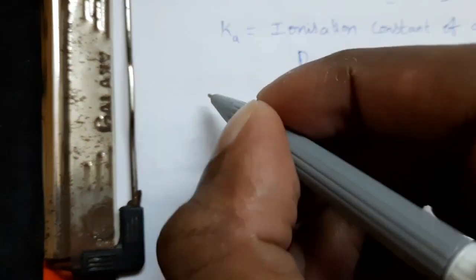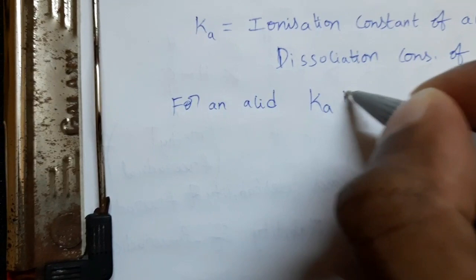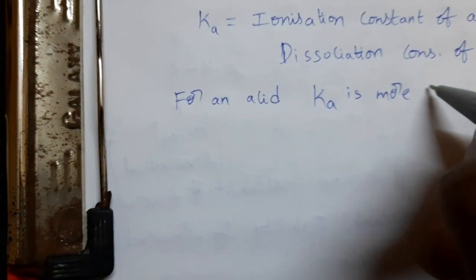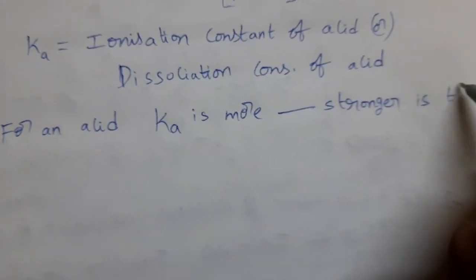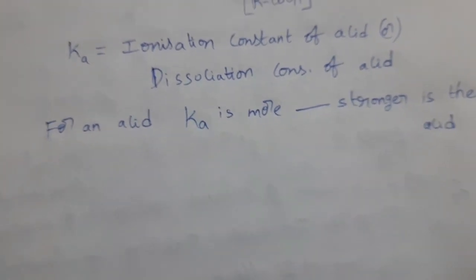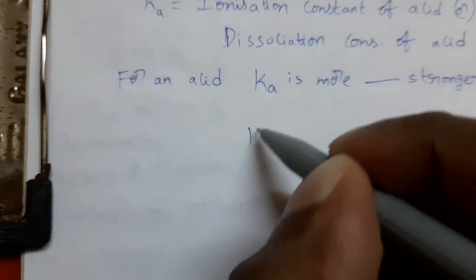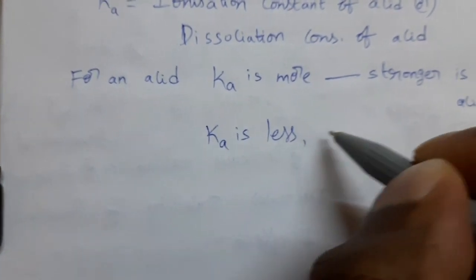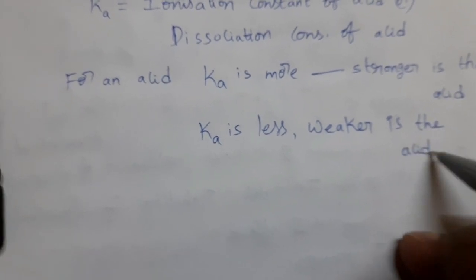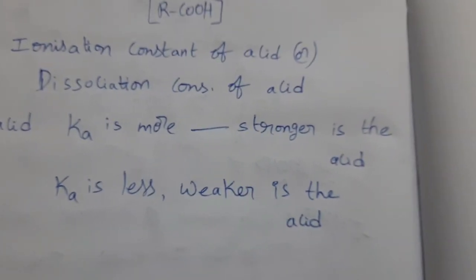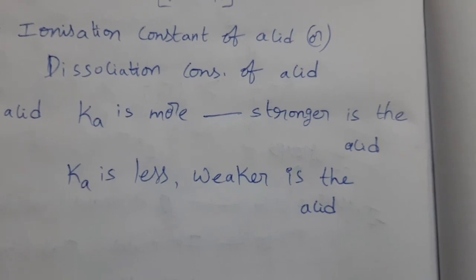For a particular acid, if Ka is more, then the acid is stronger. If the Ka value is less, the acid is weaker. So for an acid, if the Ka value is more, the acid is stronger; if Ka is less, the acid is weaker. How can we decide based on Ka?